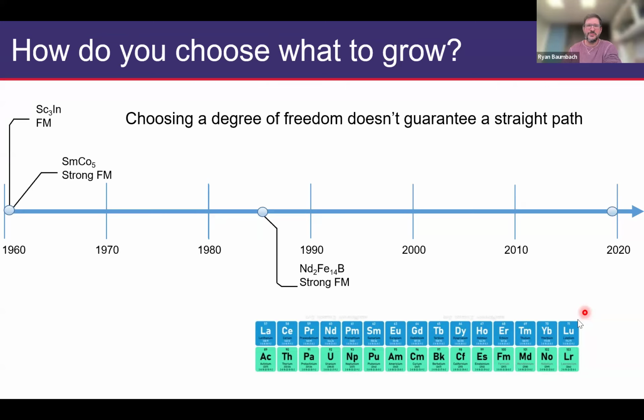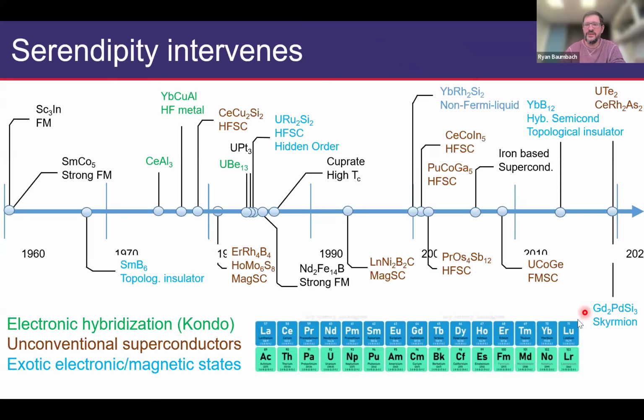But that's not really the most important part of this story, because along the way, there was a huge development of other unexpected things. This includes realizing that for some f elements, like those based on cerium, ytterbium, or uranium, and some others, you can have mixing between the f and conduction electron states, giving you Kondo lattices and heavy fermion behavior. There's a whole bunch of unconventional superconductors that would not have been conceived of prior to their discovery.